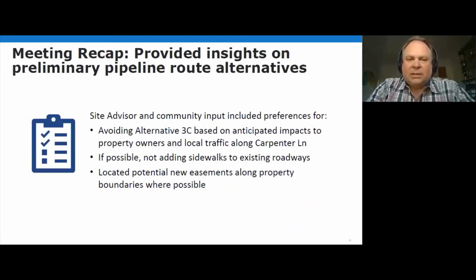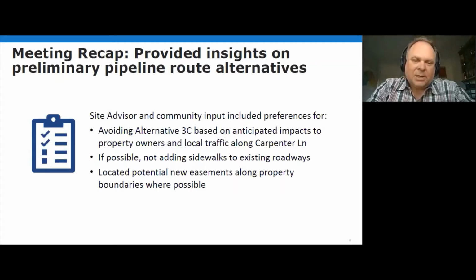So at our last meeting, we talked about the pipeline route alternatives, and there were a wide range of alternatives, both for the raw water and the finished water, that were talked about. Some of the key preferences we heard at the last meeting were avoiding alternative 3C, which was taking one of the pipelines down Carpenter Lane from our site all the way to Altman Road. We heard that was not a preferred alternative going forward, and it'd be better to put both those pipelines into Dodge Park Boulevard.